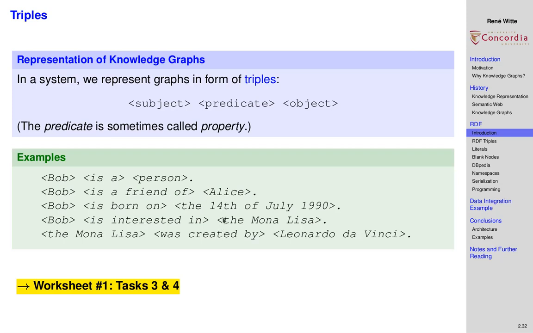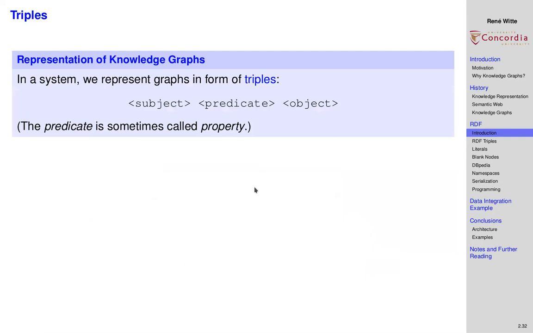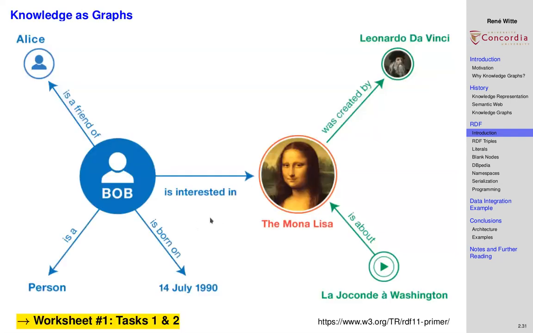So we can encode this whole graph in the form of triples. And that's essentially the whole representation format for knowledge graphs in a system: triples of the form subject, predicate, object. A very simple representation, but quite powerful in what you can do with it.